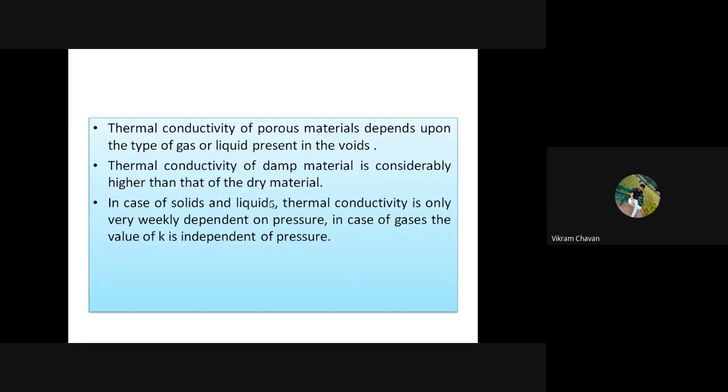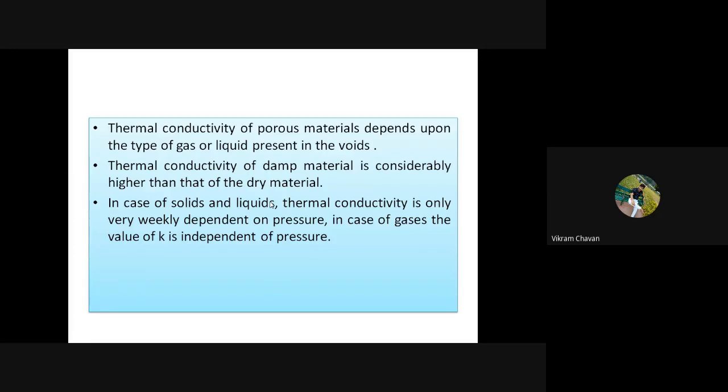Last point is about the pressure. Okay, so for operating, two operating factors we have discussed, that is temperature and pressure, which are the external factors on which the thermal conductivity depends. Now we have discussed the temperature. Now the one line about the pressure only.